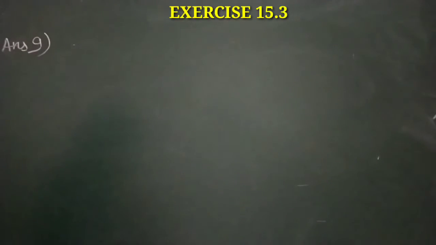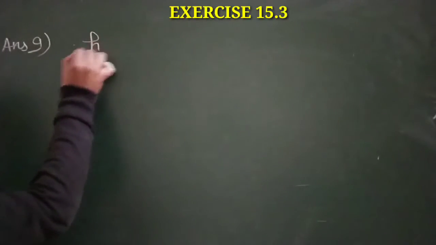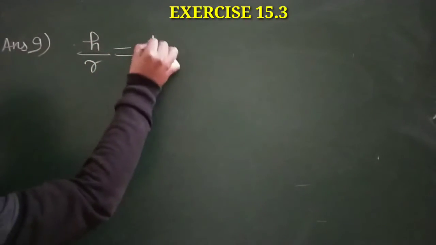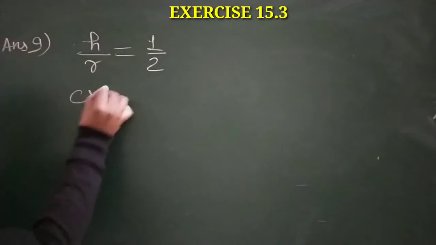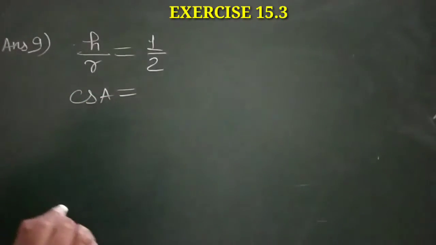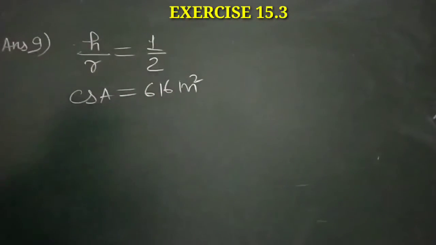Okay, students, now read question number 9 from your books. It says the ratio of height of a right circular cylinder to its radius is 1:2, which means height upon radius is 1/2. One more piece of information is given: its curved surface area, CSA, is 616 meter square. Now the question says find its diameter.